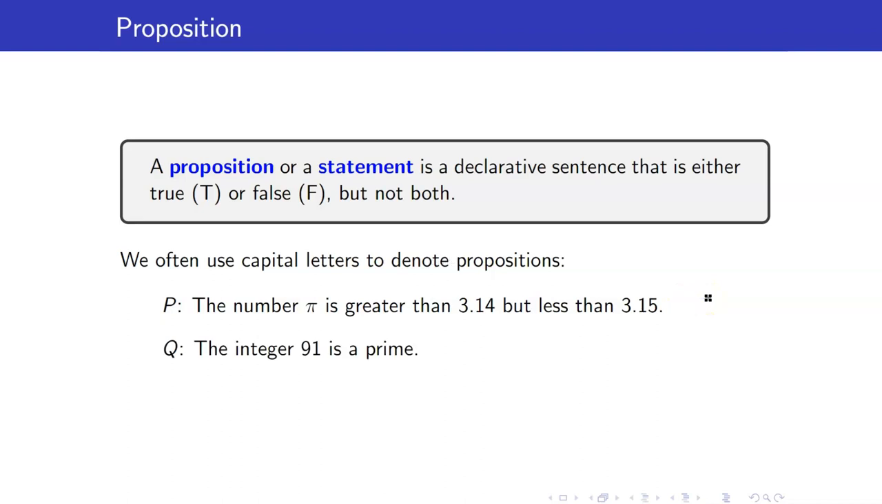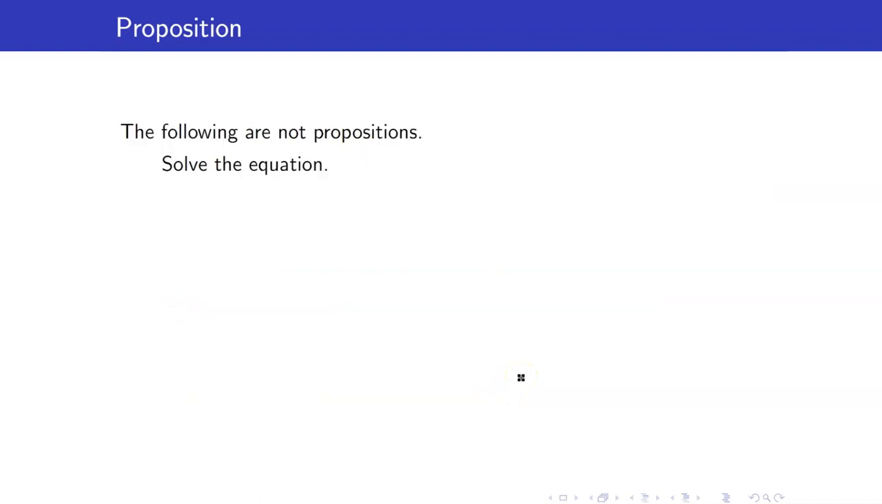Next, the integer 91 is prime. This is a proposition with truth value of false because 91 is equal to 13 times 7. The integer 0 is an even integer. Yes, this is a proposition. This one here is true. The following are not propositions.